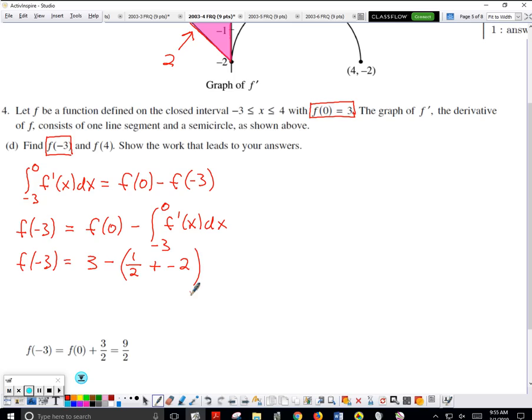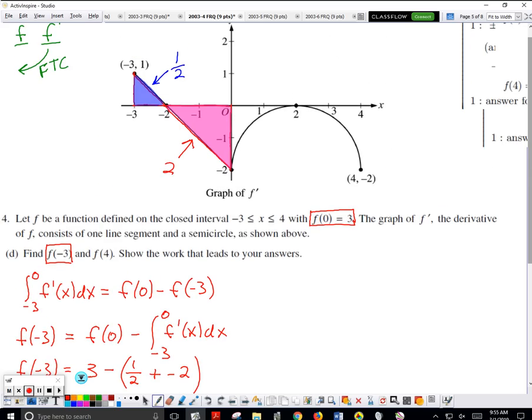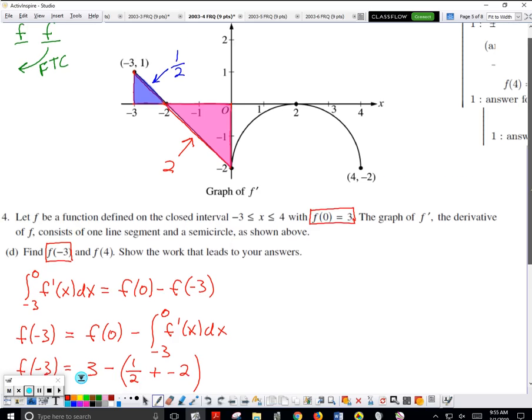Can you explain this last equation? So f of 0 is 3. I need to find the value of the integral. To find the value of the integral, I add up the area. Area above the axis counts as a positive. Area below counts as a negative. So I put a 1/2 plus negative 2. And you can stop there.